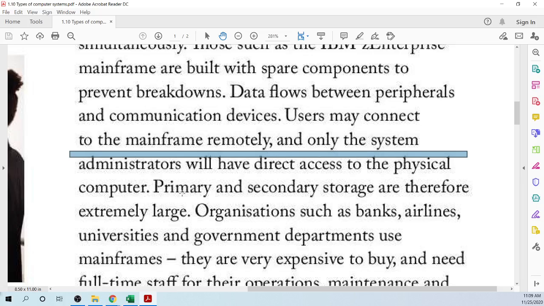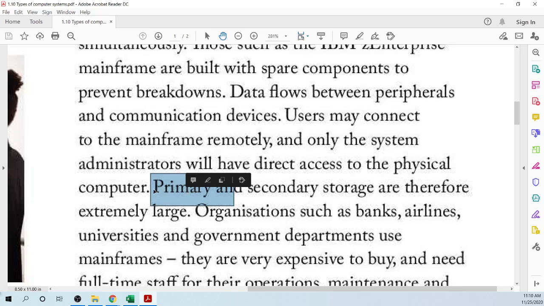Now, with a mainframe computer, the primary and the secondary storage are extremely large because we are supporting large amounts of users. So, can anyone remember what is primary and secondary storage?